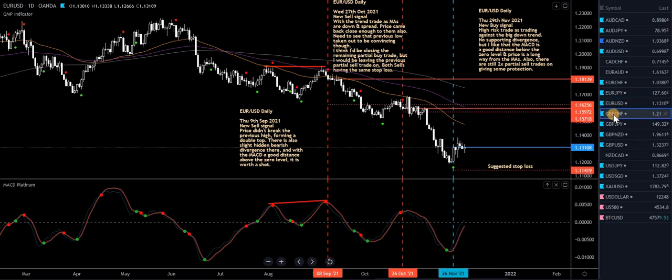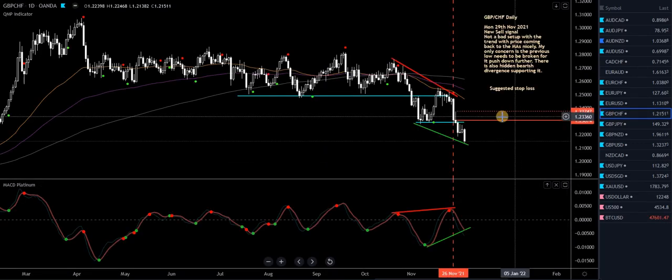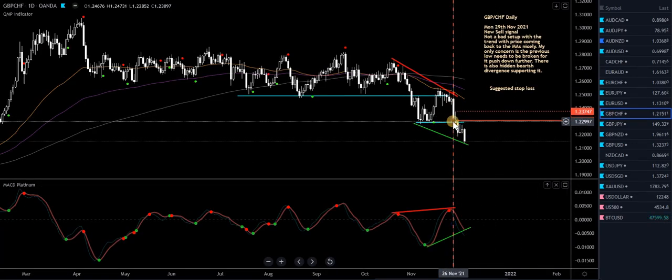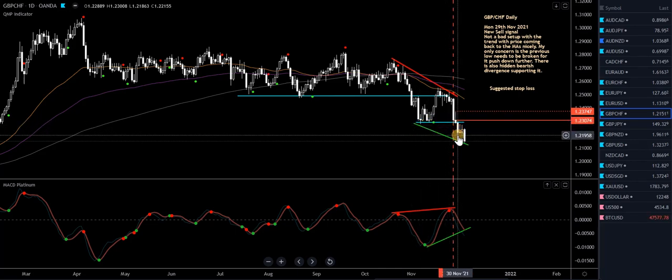So it's all good. Pound Swiss in a sell trade. This is a pretty recent one in here. I really need to see it break the low here, which it did eventually.